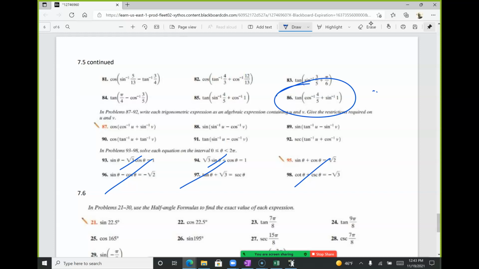So 87 to 92, they're all looking good to me. I like them all because there's no inverse secants, cosecants, or cotangents. So let me do 92. The secant of the inverse tan of u plus the inverse cos of v. I'm going to write it down in a second, so don't be in a rush, but it's 7.5, number 92.